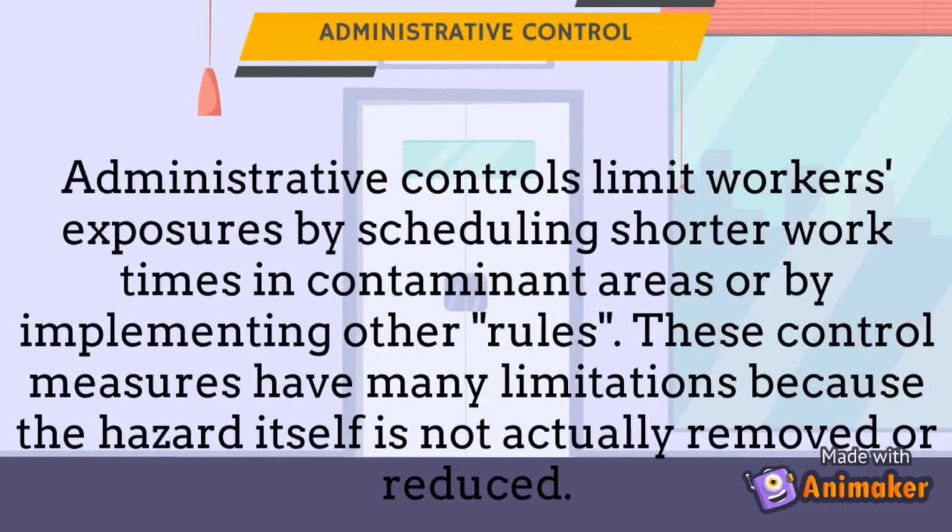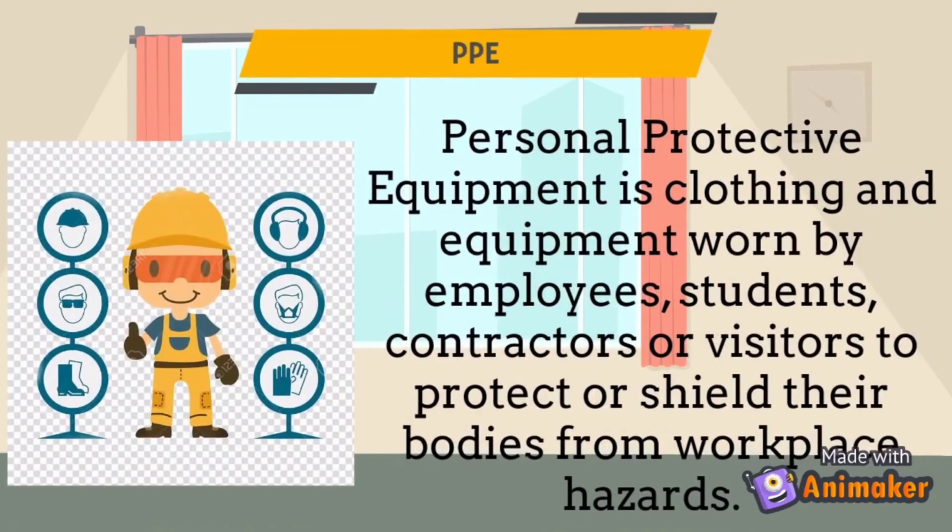Administrative controls limit workers' exposures by scheduling shorter work times in contaminated areas or by implementing other rules. These control measures have many limitations because the hazard itself is not actually removed or reduced. The last one is PPE.